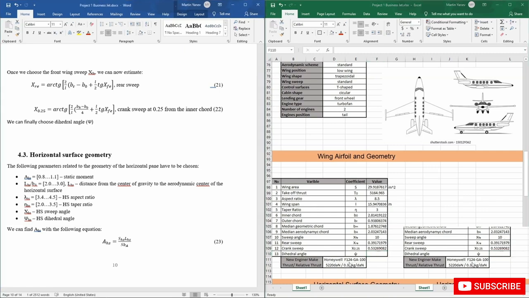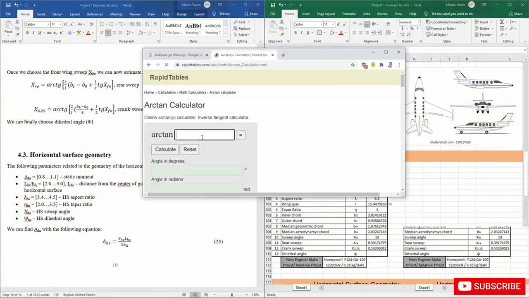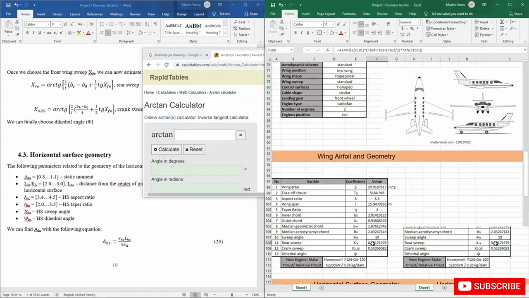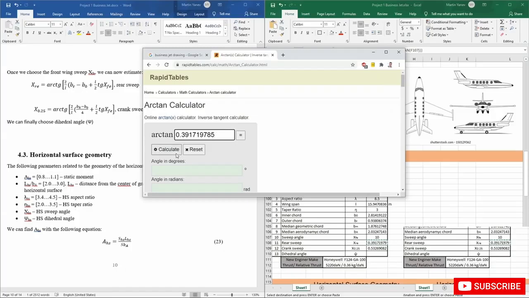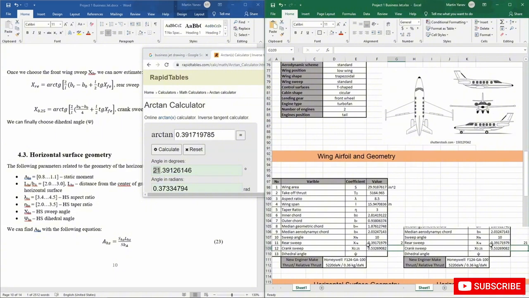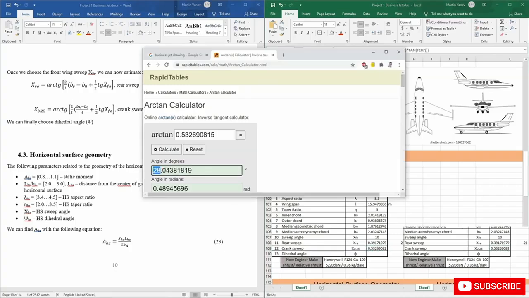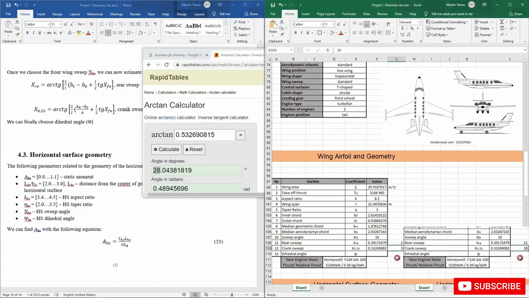And now let's see what these angles are in degrees, and then we're going to choose the dihedral angle. On the web you can quite simply find an arctangent calculator, and I will basically copy this and paste it here, and when we calculate it, this is equal to about 21 degrees. So here I will write 21, and then the crank sweep is going to be 0.28. So now we found all the sweeps on our wing, right?